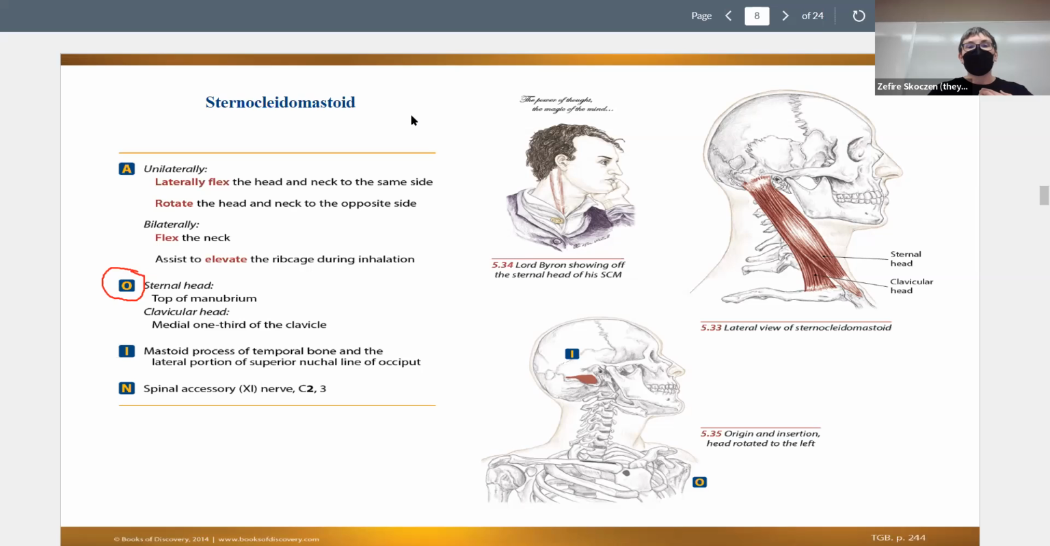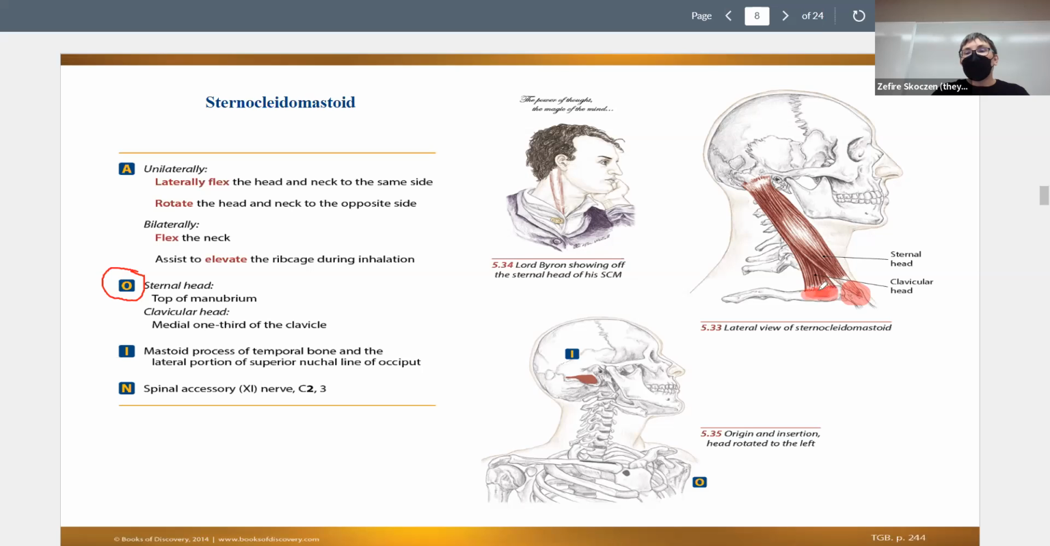So the sternum, right, is the breastbone or the chest bone right in the middle. And it has three sections. And the top part is called manubrium. And then the big middle part is called the body. And then the lowest part is called the xiphoid process. So it attaches, like the name sternocleidomastoid, but the top part of the sternum is called the manubrium. So that's why we have manubrium here. It's just part of the sternum. And then the clavicular head attaches on the medial third of the clavicle.